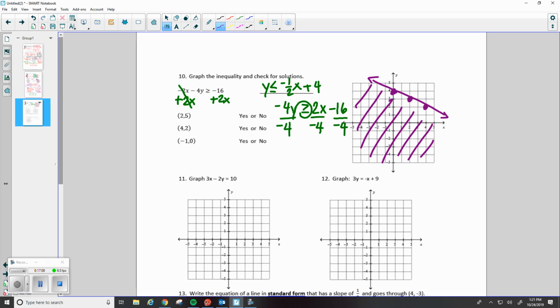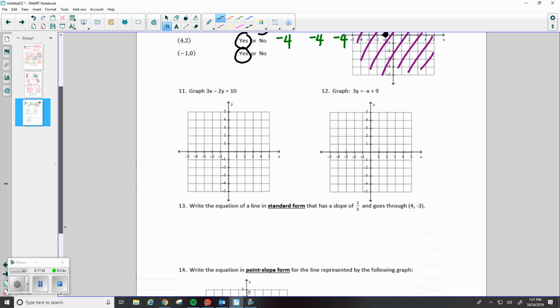Then I want to look at these 3 points and see, of these 3 points, are there any that are in the solution? So we'll just graph each one. (2, 5) is going to be right here. You can see that that is not a part of the shading region. (4, 2) is this point right here that's on the line. And again, as we've talked about it, if it's on the line and it's equal to, the line does count. So that's yes. And then (-1, 0) would be here, and you can see that is also in my shaded region.